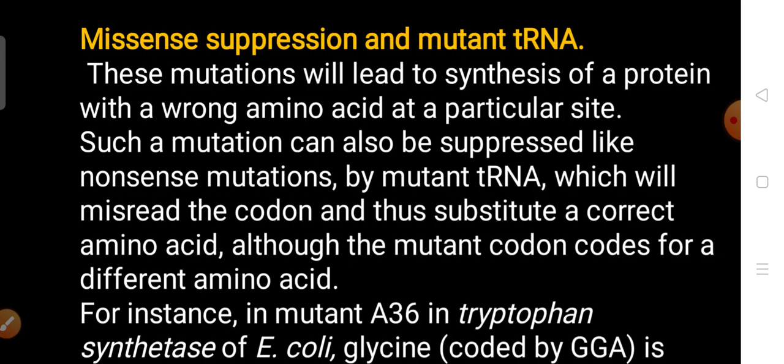See, why is there a change in a single amino acid in the protein? Because the codon present on the mRNA is mutated. The gene has undergone mutation. So, how can the effect of this missense mutation be suppressed? By using a mutant tRNA. Now, what is the mutant tRNA doing here? The mutant tRNA will misread the codon and substitute or add a correct amino acid, although the mutant codon codes for a different amino acid.